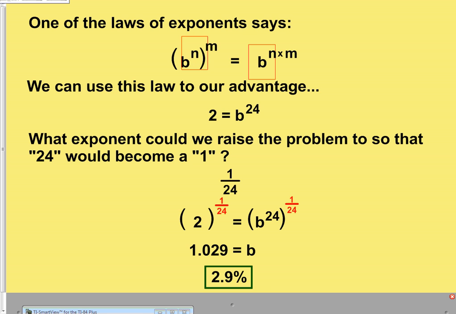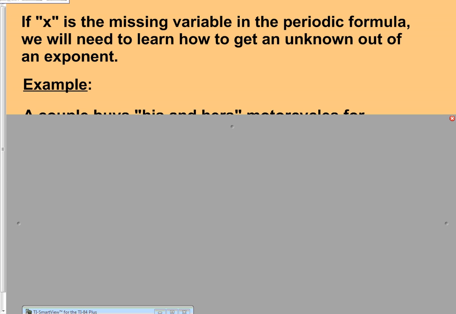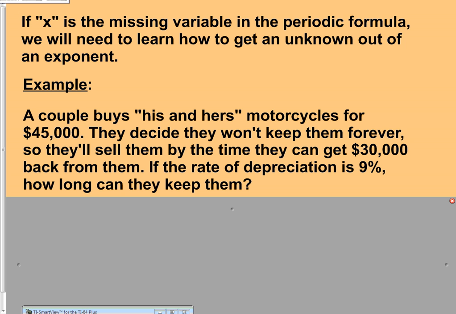Let's look at something else that might happen. Let's assume for a moment that x might be the value that is missing. Okay, x is in 2 different formulas. We're going to look at it first in the periodic formula. Okay, so let's take a look at how this one works.